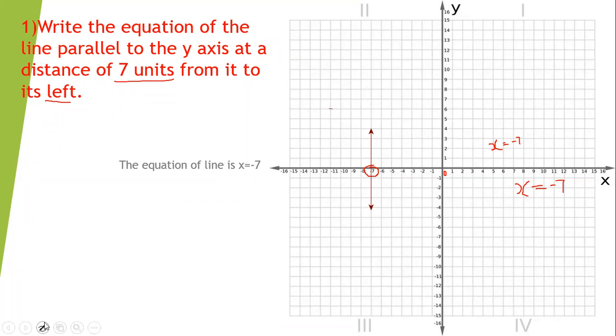Okay. Just go through the sum. Now let us move to the next one.